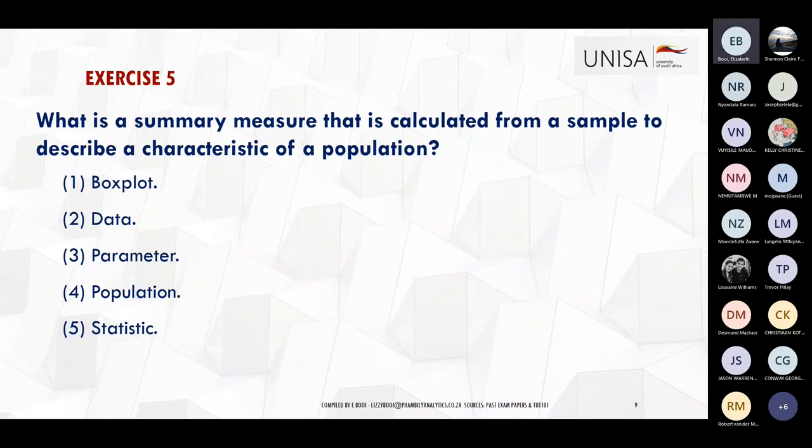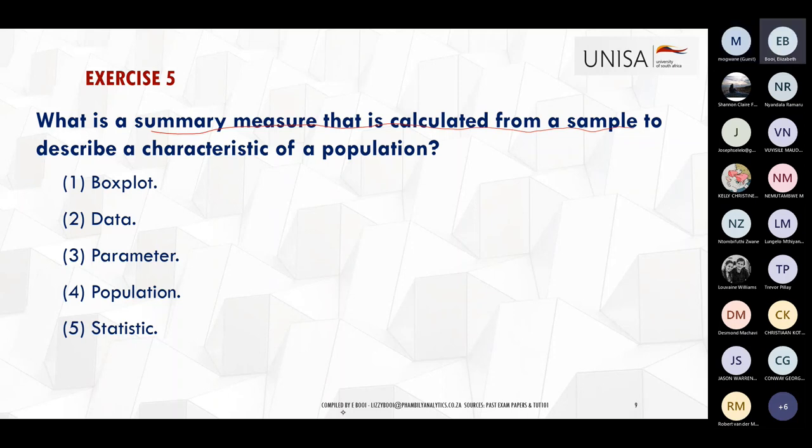What is a summary measure that is calculated from a sample to describe a characteristic of a population? Is it called a box plot? Is it called data? Is it called a parameter? Is it called a population? Or is it called a statistic? It's a statistic, number five.